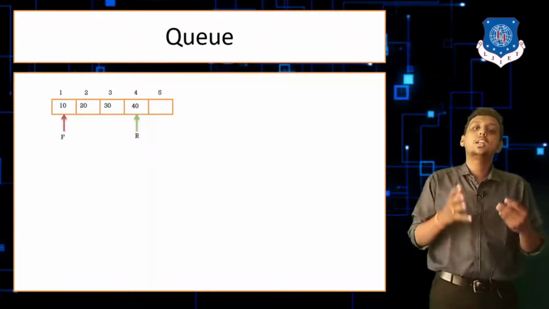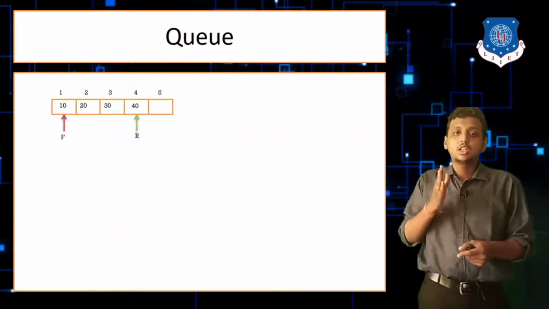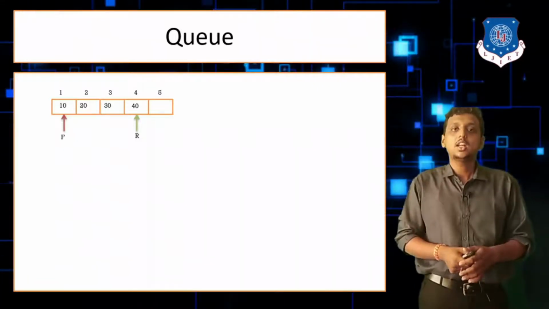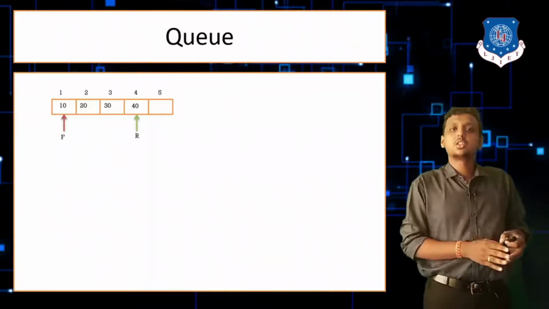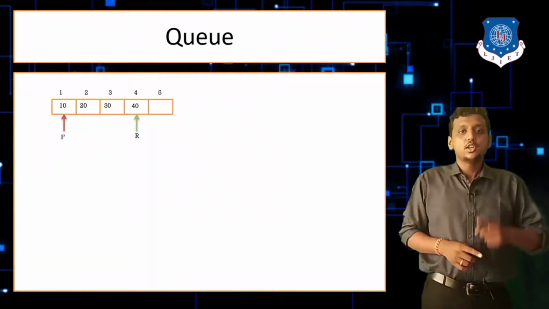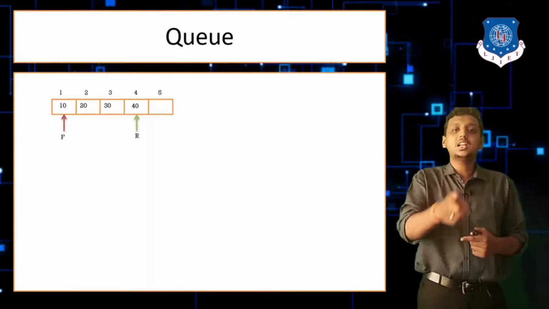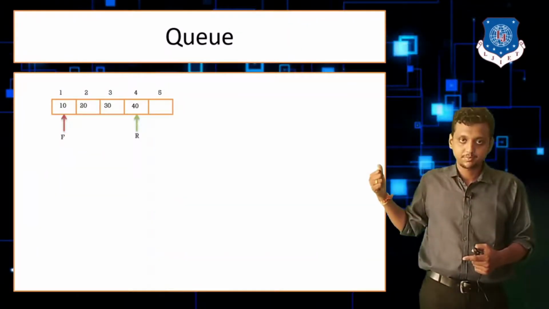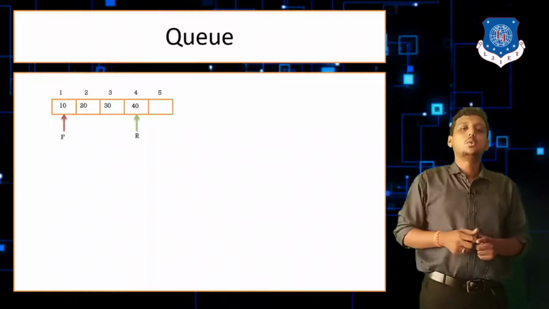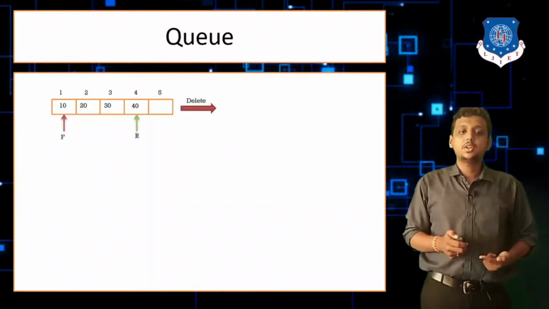So always remember in a queue, whatever you inserted last, at that time the rear pointer is pointing over there. Whatever you inserted first, on that position the front pointer is pointing. So here my front pointer is at 10, then I have inserted 20, then 30, then 40. That's why my rear pointer is at 40.